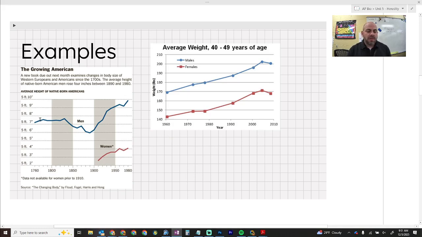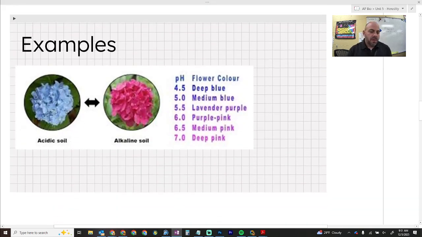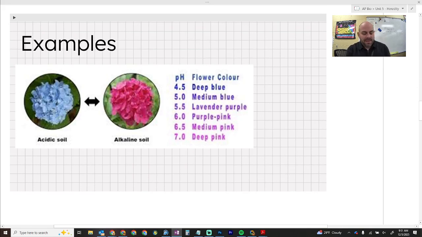I am interested in this, though. If you have any thoughts, leave me a comment. What happened from 1825 to 18, whatever this represents, that caused a downshift in the average height of men? Just curious. Here's another example of phenotypic plasticity.